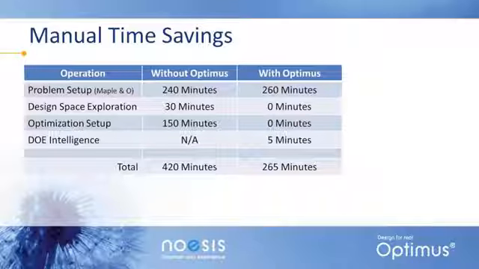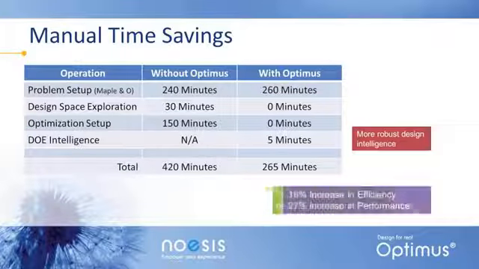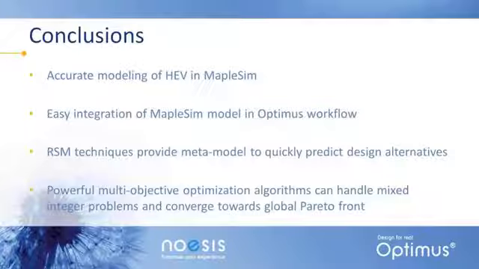The difference then in running these two optimizations was quite significant. We actually had a 37% reduction in the amount of time that the user had to interface with the model. And in addition to that 30% improvement, as we mentioned before, we increased the efficiency and increased the performance.